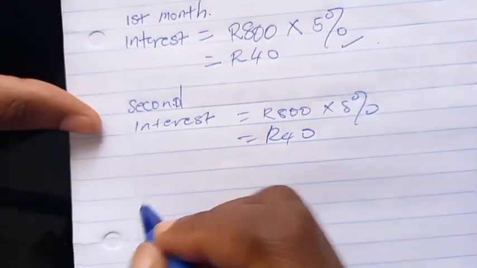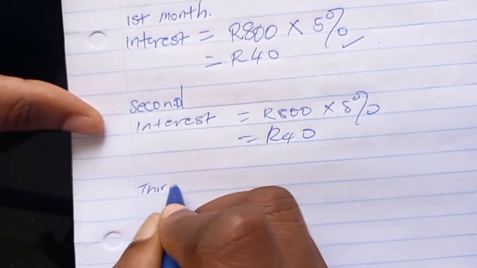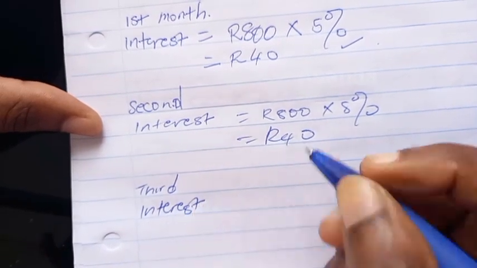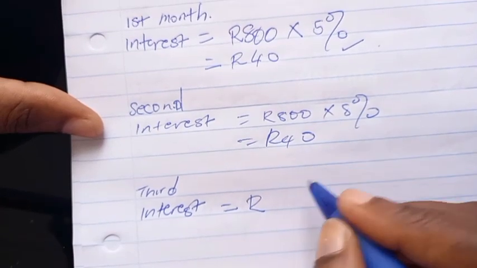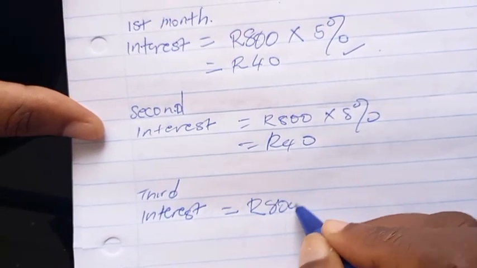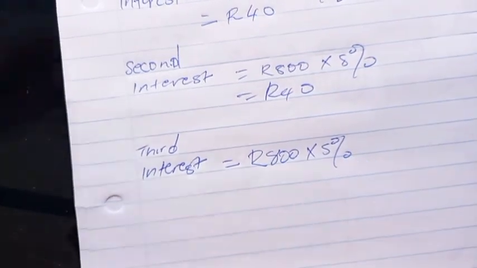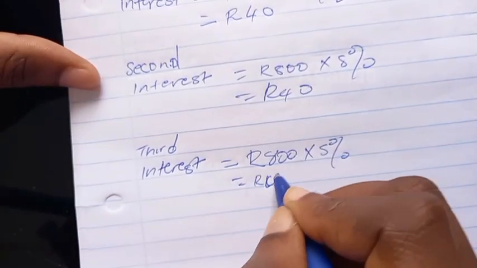Third month, that's the last month, right? Okay, don't be lazy when it comes to Mathslit. It helps you to get to that level 7. 800 times 5%, and we get 40 rand.